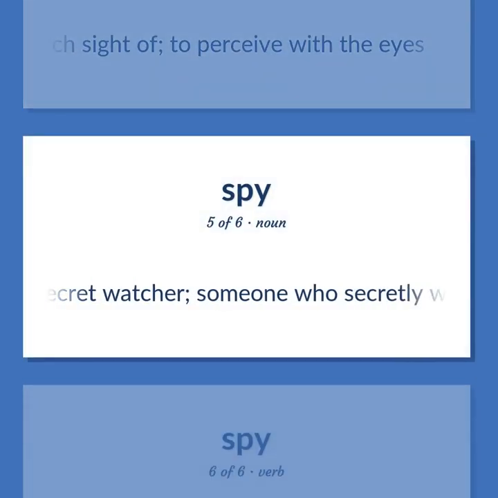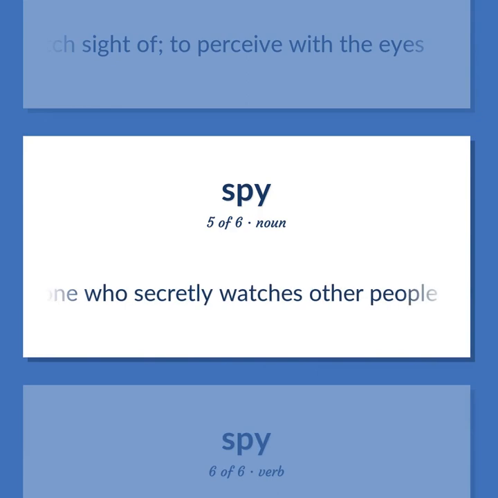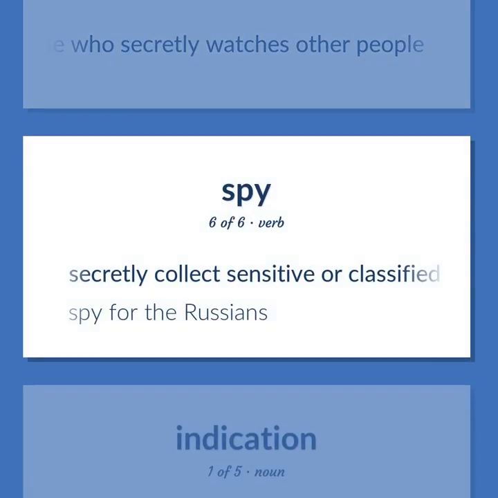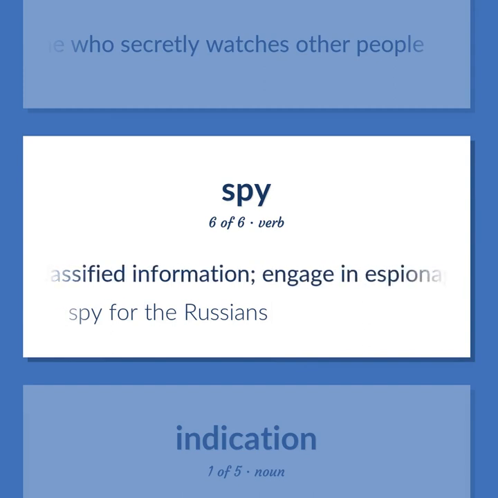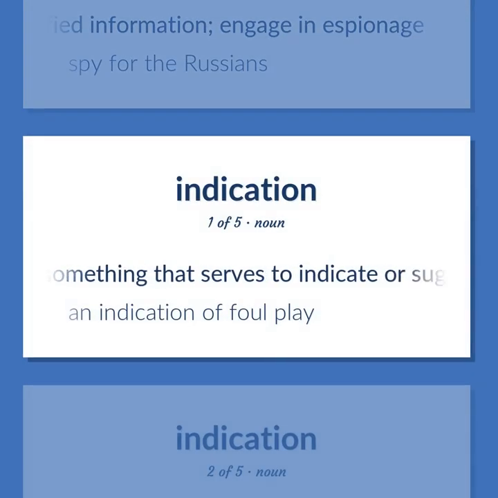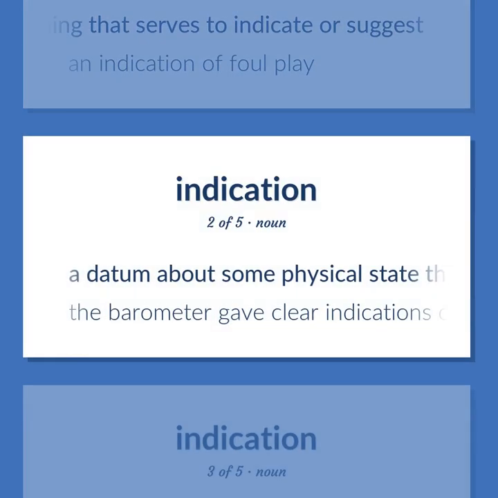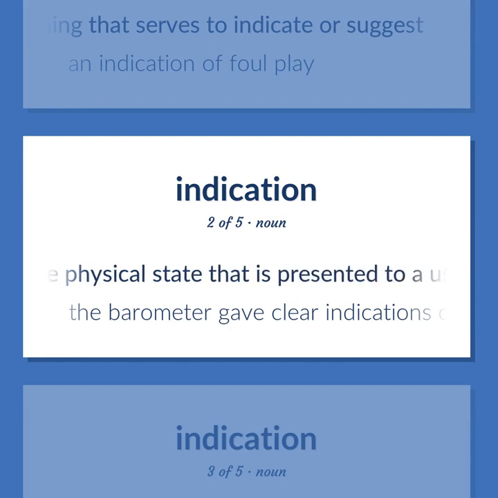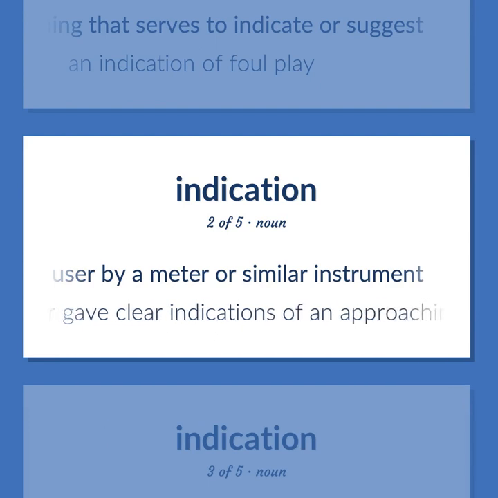A secret watcher. Someone who secretly watches other people. Secretly collect sensitive or classified information. Engage in espionage. Spy for the Russians. Something that serves to indicate or suggest. An indication of foul play. A datum about some physical state that is presented to a user by a meter or similar instrument. The barometer gave clear indications of an approaching storm.